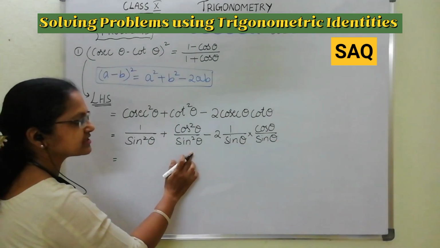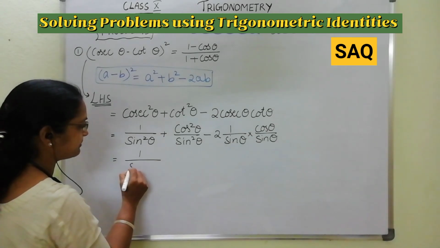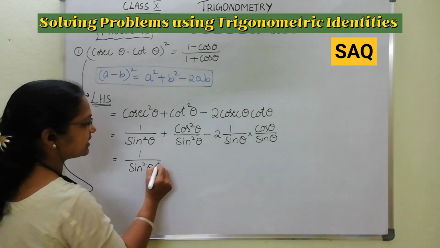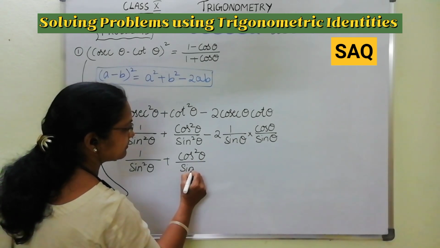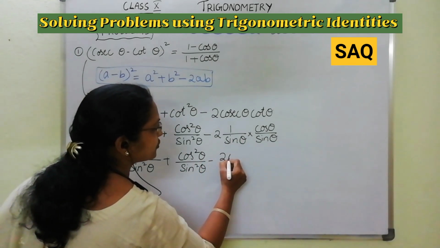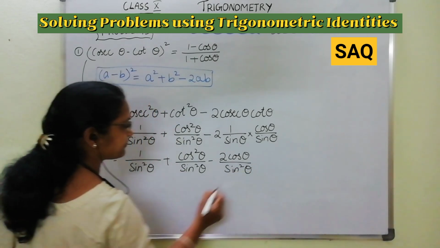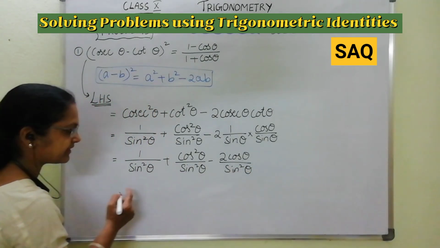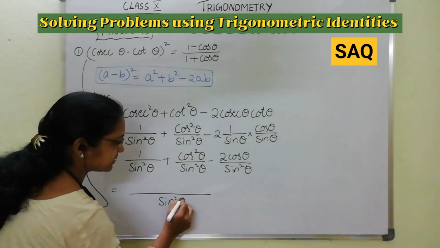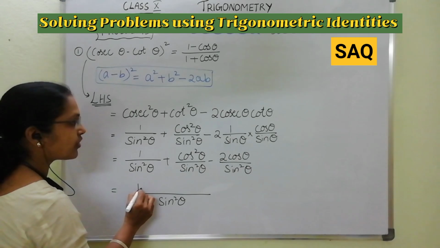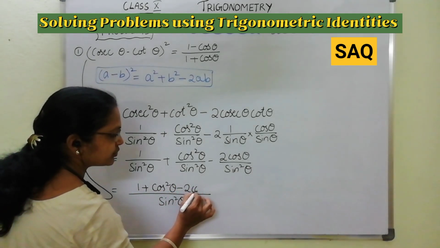Sine square theta and sine square theta. Further, for clarification, I will write an extra step: 1 plus cos square theta by sine square theta minus 2 cos theta by sine square theta. Now these all are like fractions, so I can take sine square theta as the denominator. This is in the form of 1 plus cos square theta minus 2 cos theta.